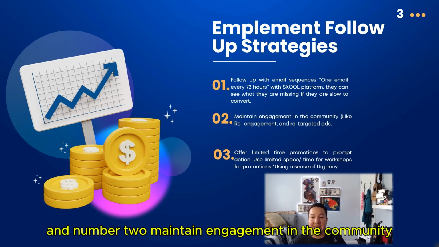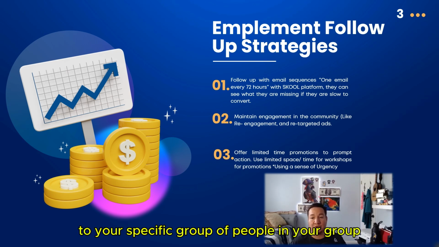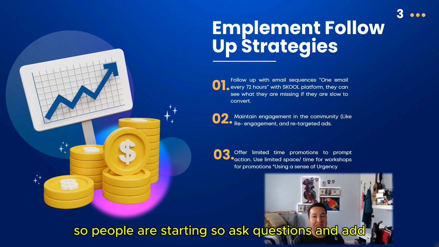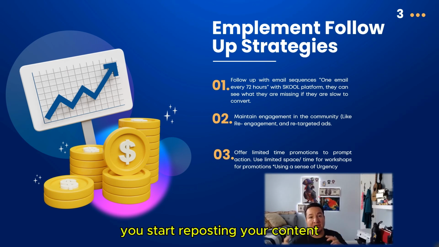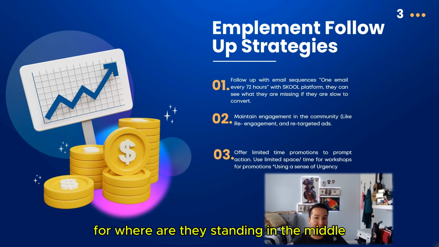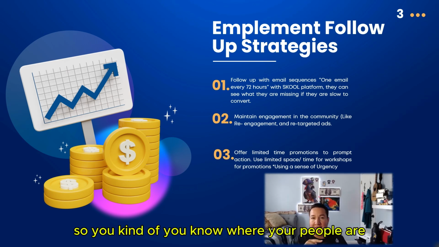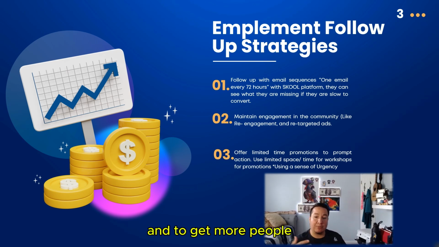And number 2, maintain engagement in the community, like re-engagement and retargeting ads. Go ahead and ask questions again, create polls, and retarget ads to your specific group, the people in your group. If your community is large, every once in a while you go through it and ask for re-engagement. For people who are starting, ask questions and upload information about when they're starting. For people in the middle, you start reposting your content and asking for re-engagement about where they're standing in the middle. For somebody at the end of the course, ask if they have any questions and what next steps they need to take. So you know where your people are, and you target them at different times to remind them to keep going and to get more people.